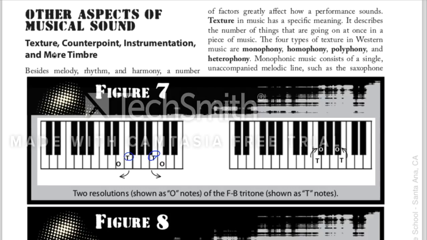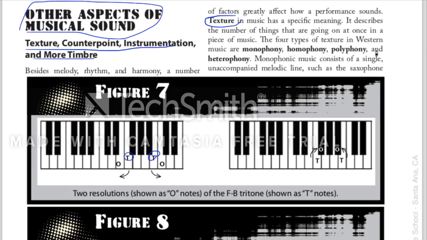Other aspects of musical sound: texture, counterpoint, instrumentation, and more timbre. Besides melody, rhythm, and harmony, a number of factors greatly influence or affect how a performance sounds. Texture in music has a specific meaning. It describes the number of things that are going on at once in a piece of music.